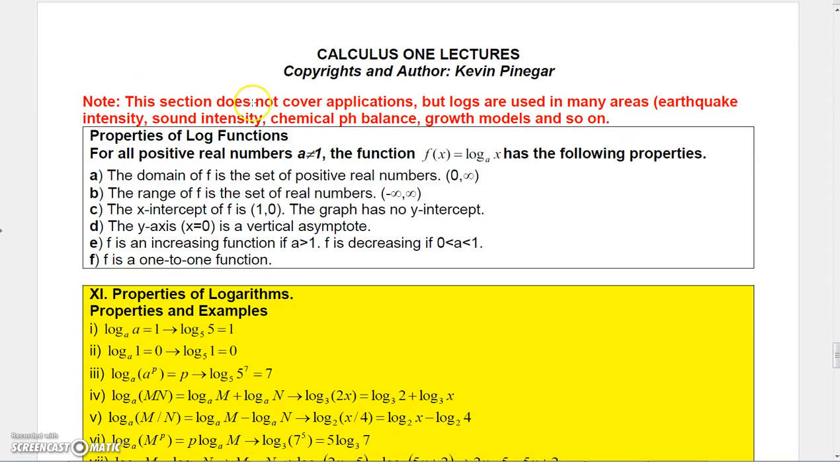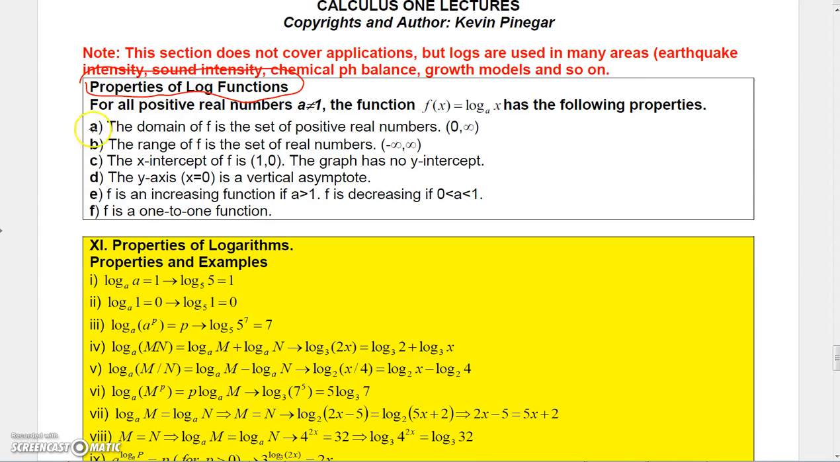Okay, now this section doesn't cover applications, but logs are used in many areas: earthquake intensity, sound intensity, chemical pH balance, growth models, and so on. Let me just give you some common properties of log functions, and then I'll go over the actual properties of logarithms in the next video.